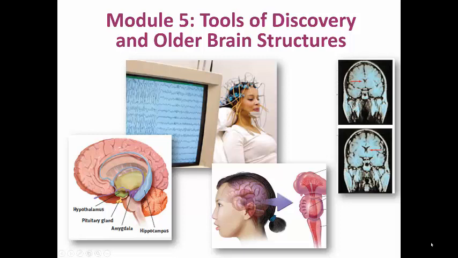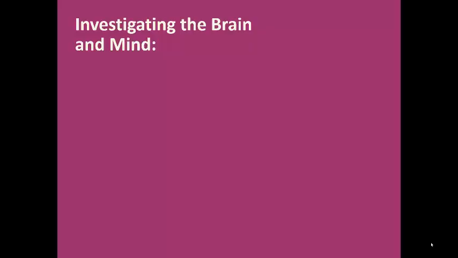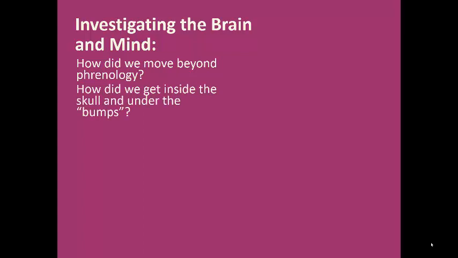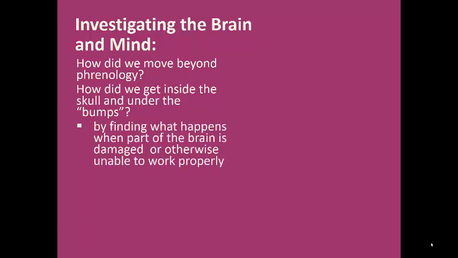So today we're going to be talking about Module 5, Tools of Discovery in Older Brain Structures. In investigating the brain and the mind, how do we do research on the brain and the mind? How do we move beyond phrenology? Now we know that there are different areas in the brain that are associated with different functions, but how do we get beyond that? And how do we get under the skull and under the bumps?